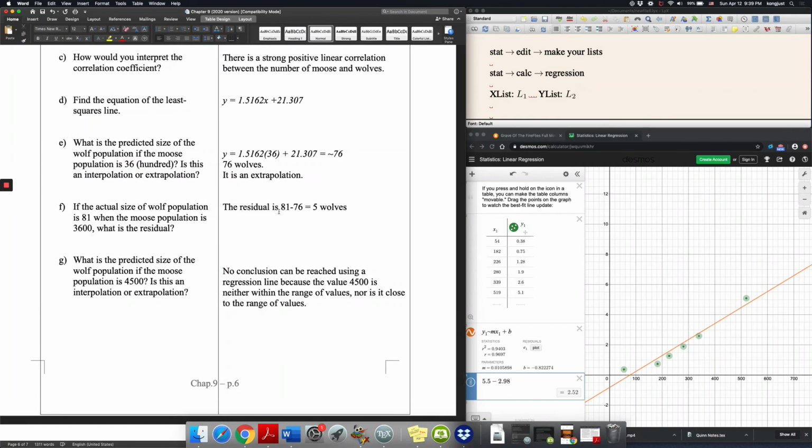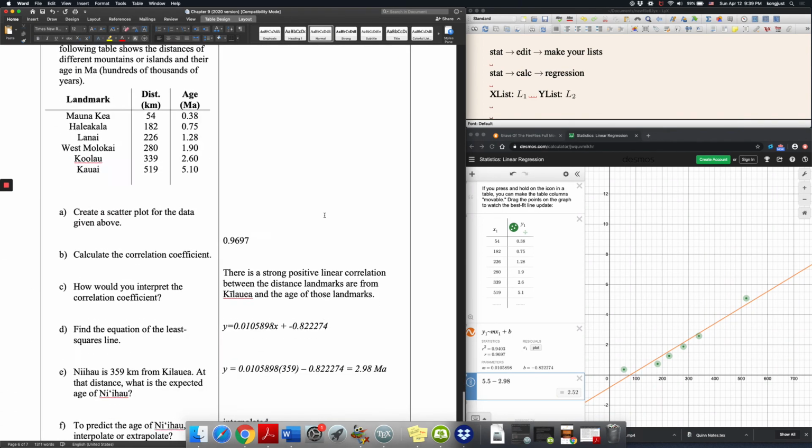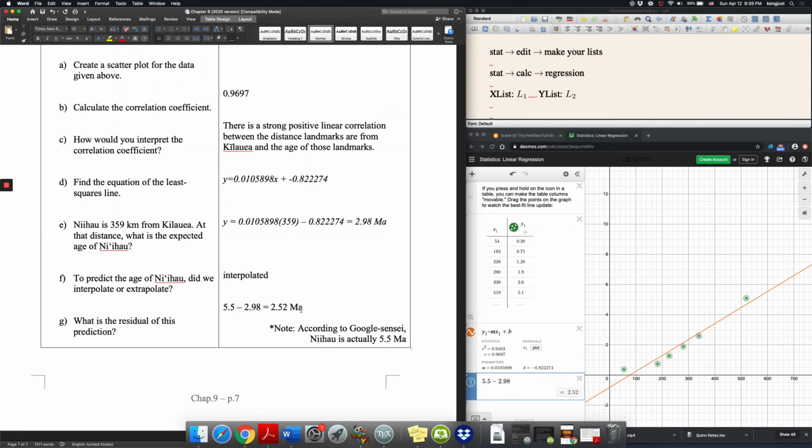Okay, so the actual wolf population was 81, and we subtracted the predicted value there. So we did that in the right direction as well. Okay, that was okay. So this one is also correct. Okay, then that is it.